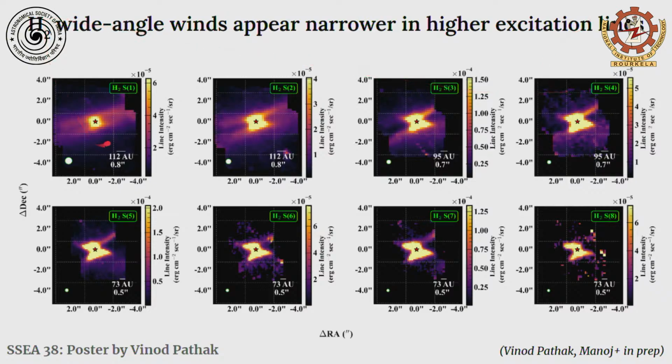This is the S1 line, the lowest excitation hydrogen line. It looks as if it is almost tracing the disk. This is almost an edge-on disk. And then when you go to higher and higher excitation, you see the opening angle becoming narrower.